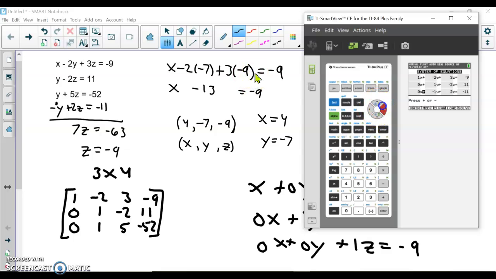All right, well, I'm assuming if you're watching this video, you probably didn't make that mistake. Maybe you did. 5, yep, look at this. 1 is the coefficient of Y. 5 is the coefficient of Z. And that's -52. All right, so now we'll try solving again. There's your values, 4, -7, -9.